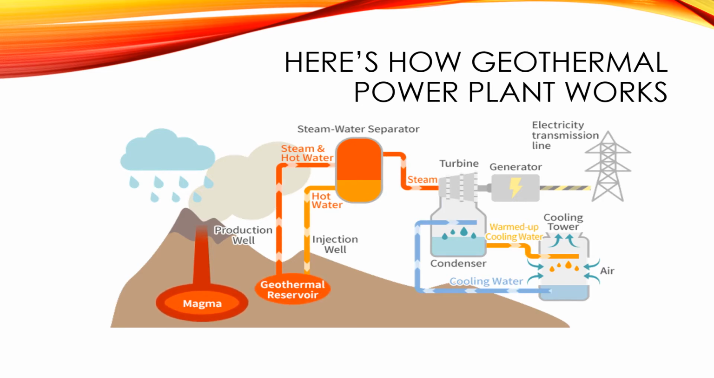The condenser will transform steam into liquid. Then the liquid will be cooled using the cooling tower. The excess water will therefore be pumped again to the geothermal reservoir.